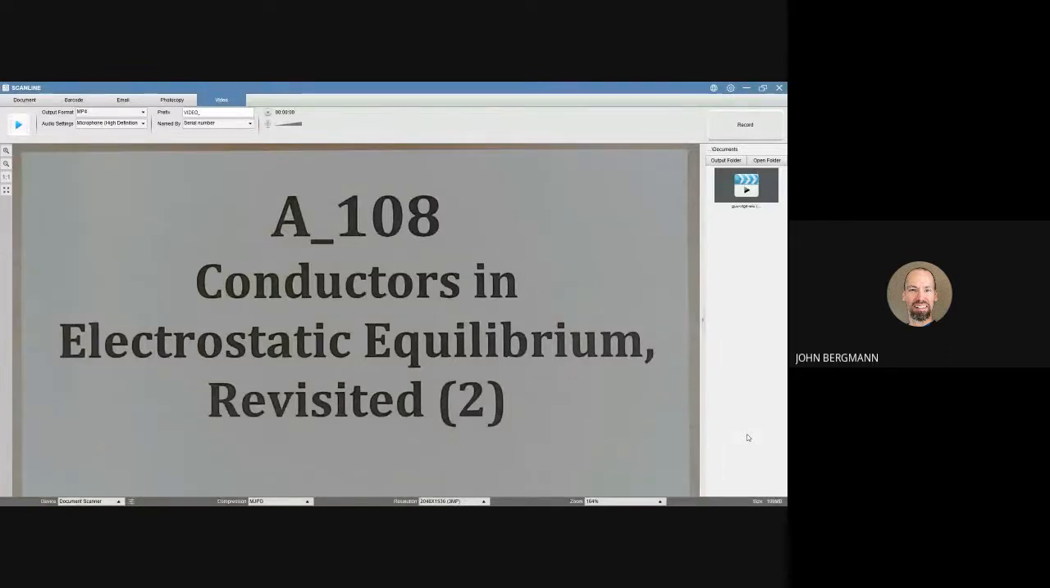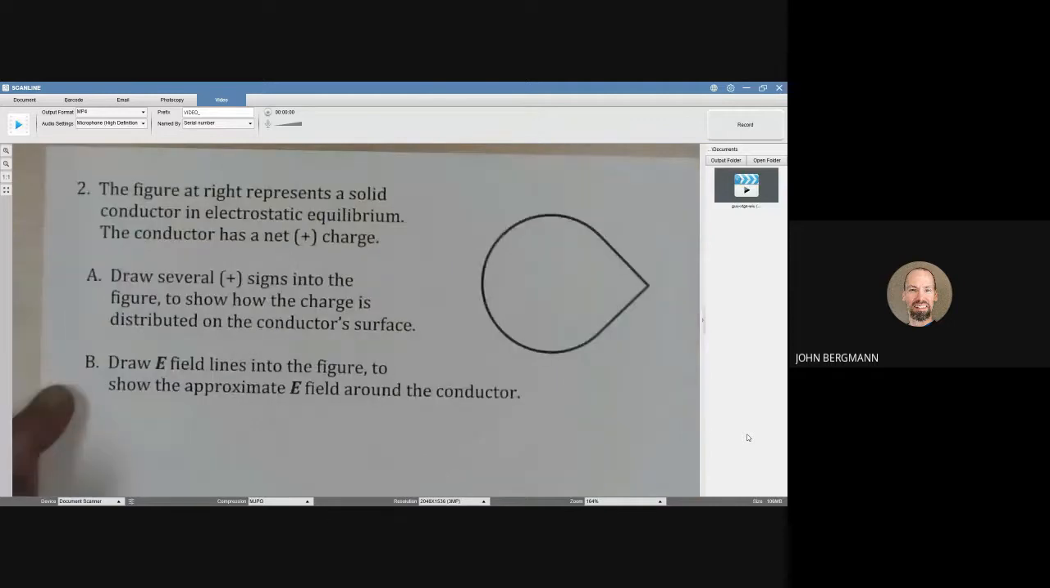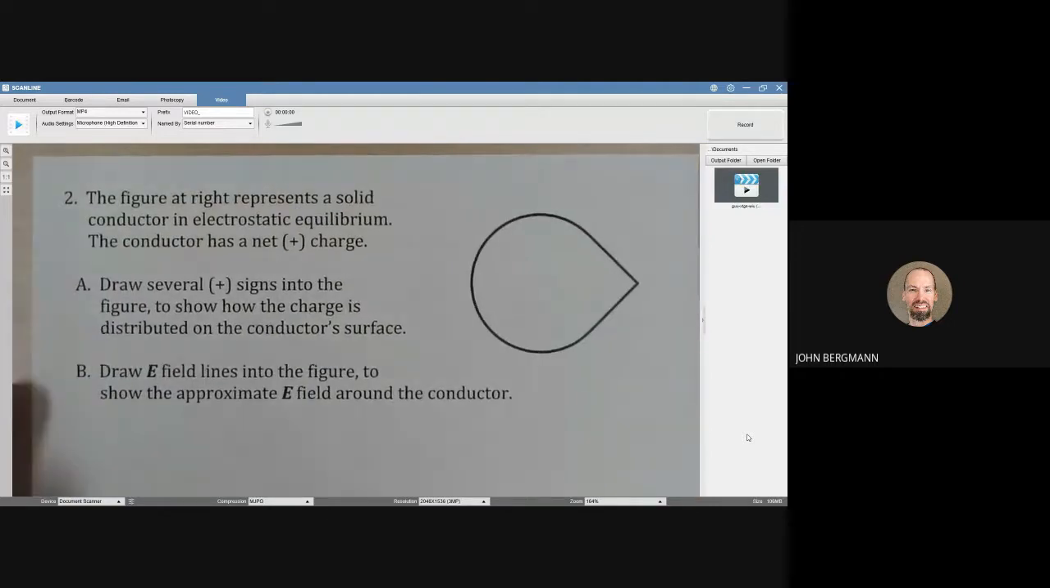Here we look some more at conductors in electrostatic equilibrium. The figure at right represents a solid conductor in electrostatic equilibrium. It has a net positive charge. Letter A, draw several positive signs into the figure to show how the charge is distributed on the conductor's surface.